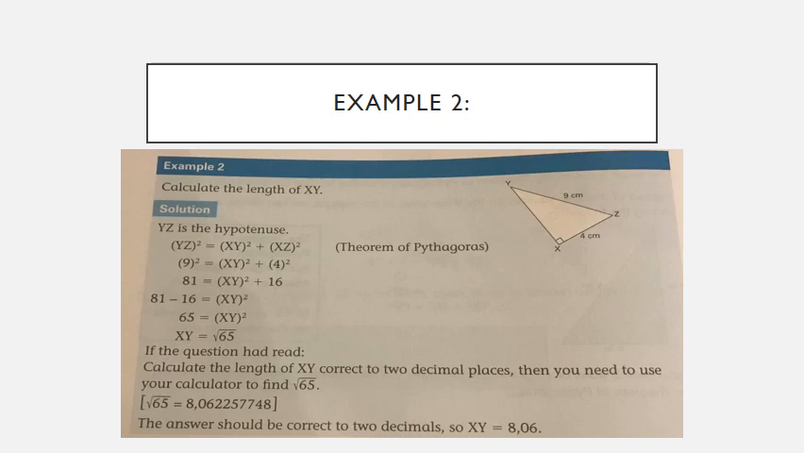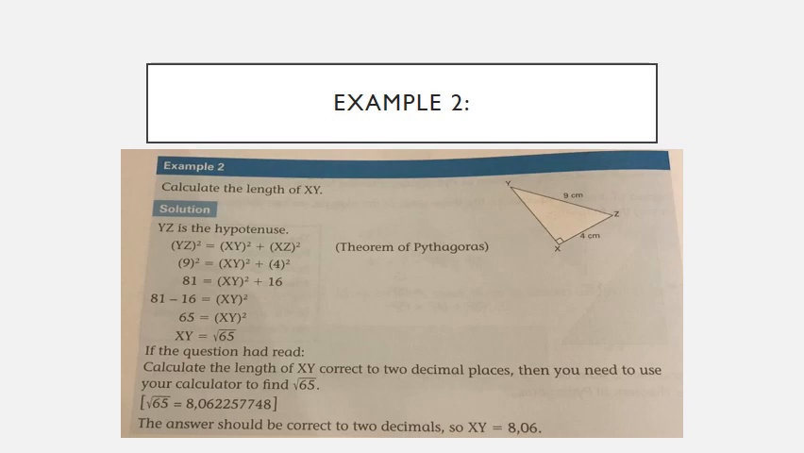Okay, so let's have a look at the sum. 9 squared minus 4 squared will give you xy squared. 9 squared is 81. 81 minus 36 gives you 65. Now please remember, you don't just have the answer is 65. You've got the answer at the moment as xy squared is 65. But we don't want xy squared. We want just xy's value, xy's length.